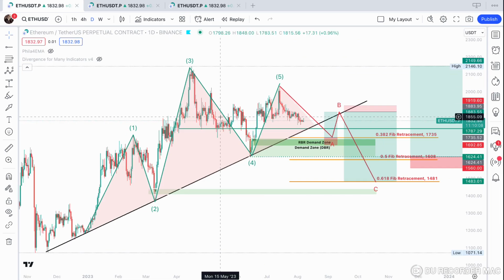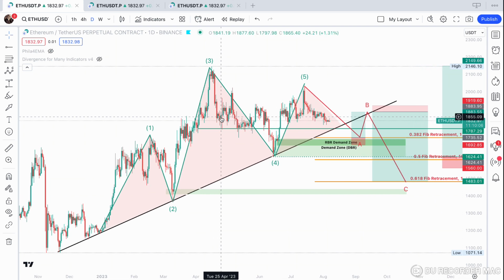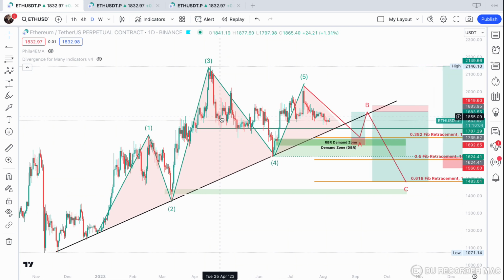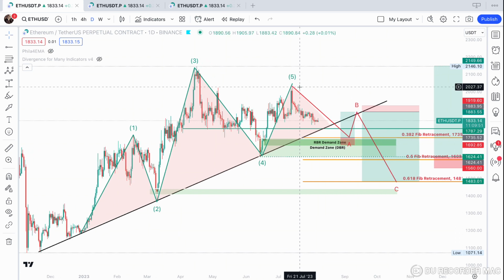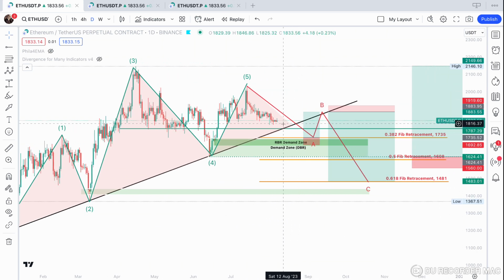The second scenario is the most likely in my opinion. This scenario presumes that we had an uptrend in 5 waves. Wave 1, 2 correction, 3 up, 4 correction, 5 up. And now we have a correction, an ABC correction.